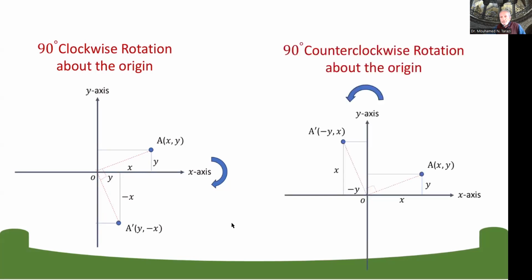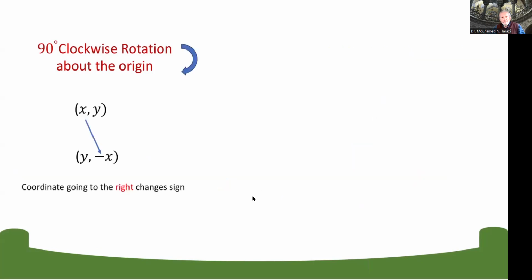Here's the counterclockwise rotation. Now you're going to the left. So this point is going to be here. So again, you create a right angle here. So this point here is (-y, x). So (x, y) takes you to (-y, x). We will return to this very soon.